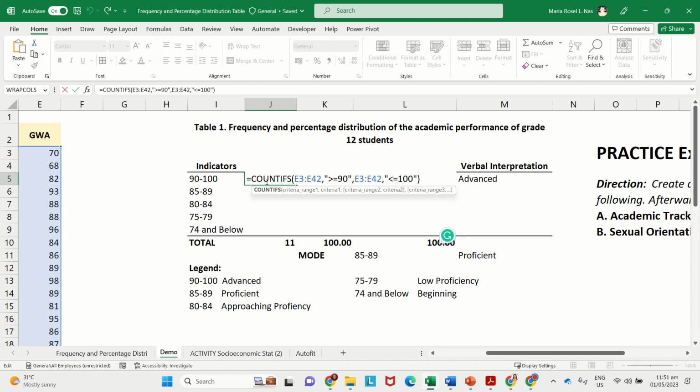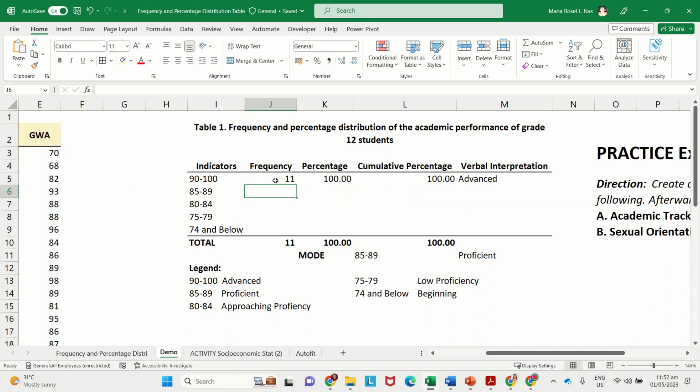The COUNTIFS method is used when you have two or more conditions to be satisfied. For example here, our condition is that the grades must be greater than or equal to 90 but less than or equal to 100. So our two conditions are this one and this one. We would like to count the number of respondents from the range E3 to E42, so we would like to count if the cells contain a value that is greater than or equal to 90 but less than or equal to 100.